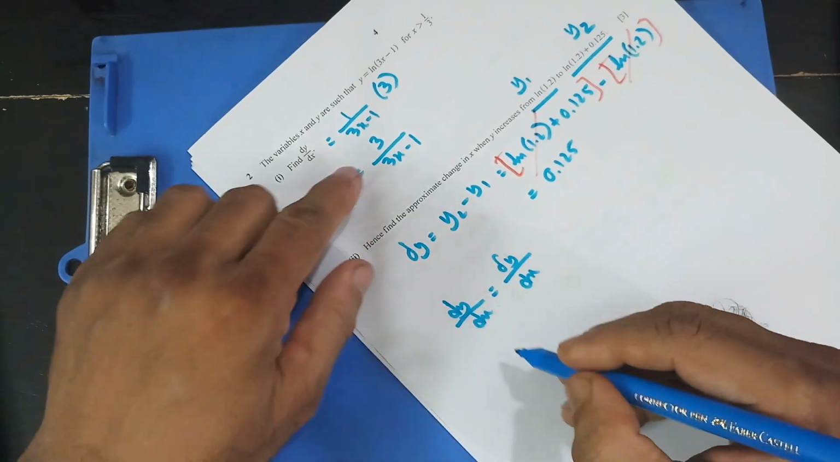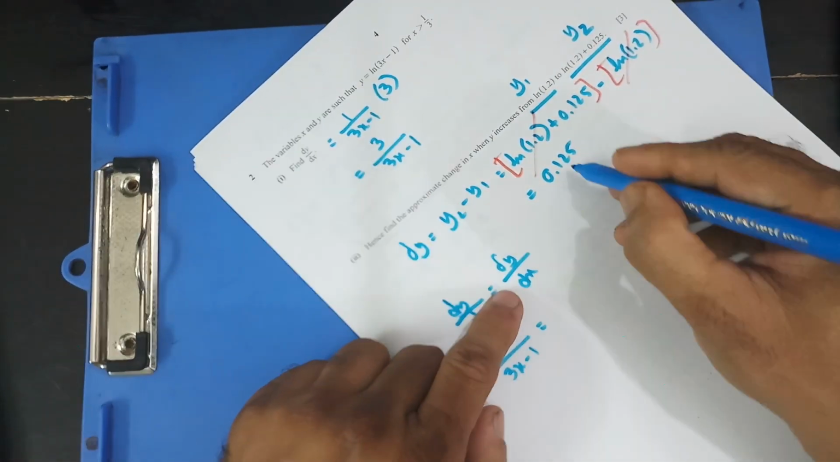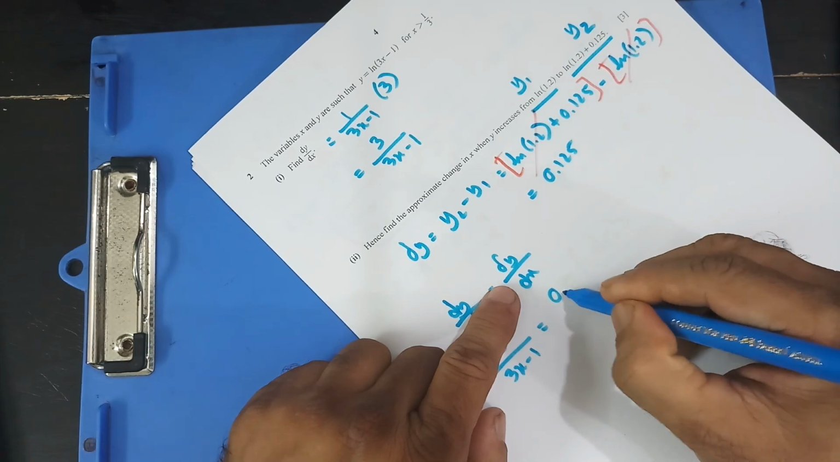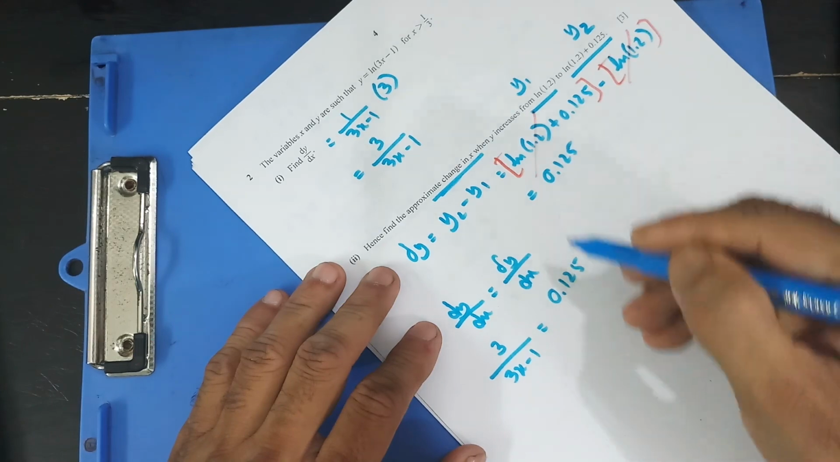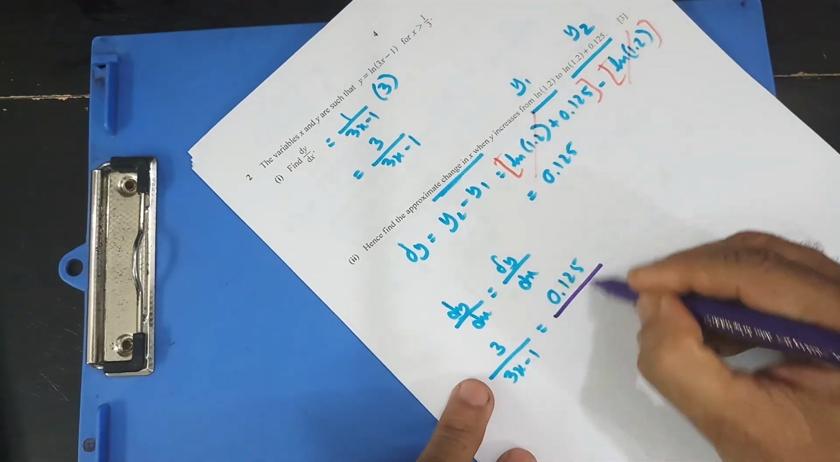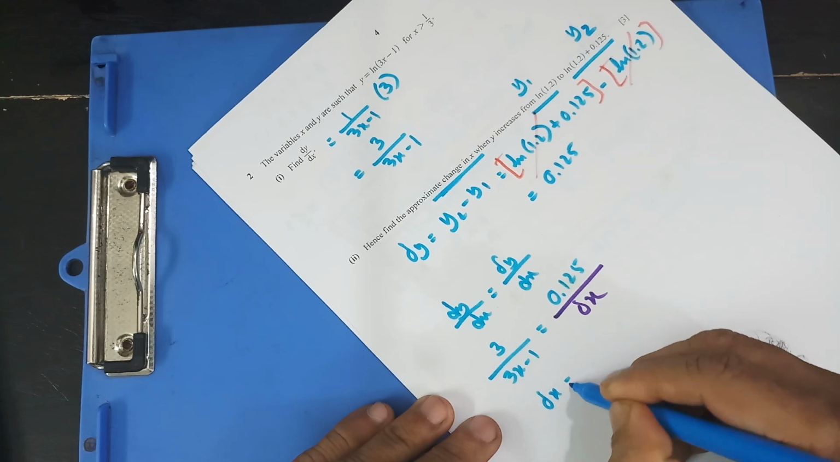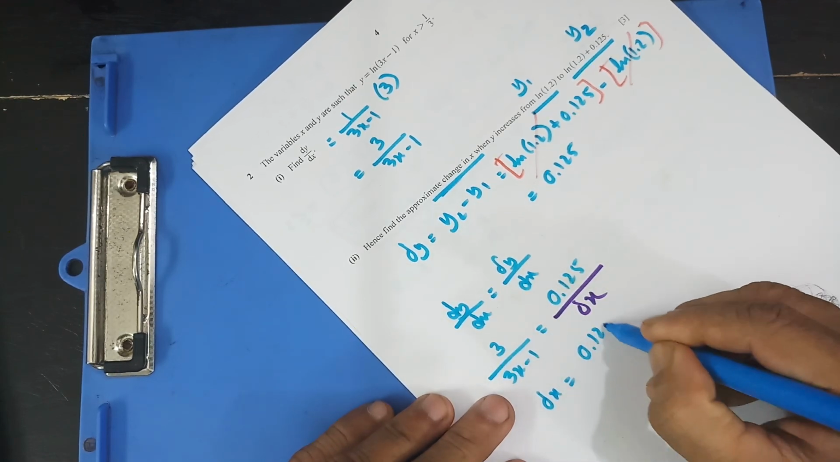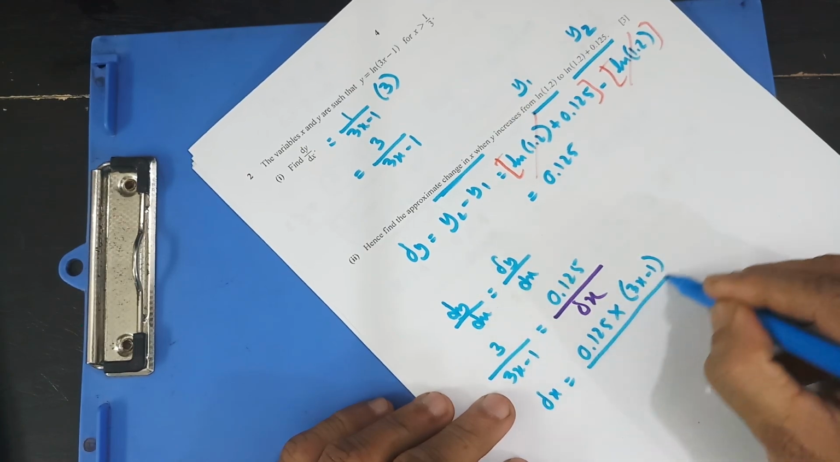But for the timing, let's put that one: 3 over 3x minus 1. And delta y, we got it, 0.125. And the question says approximate change in x, so we need to find out delta x. Okay, so delta x comes over here, and over here 0.125 times 3x minus 1 divided by 3.